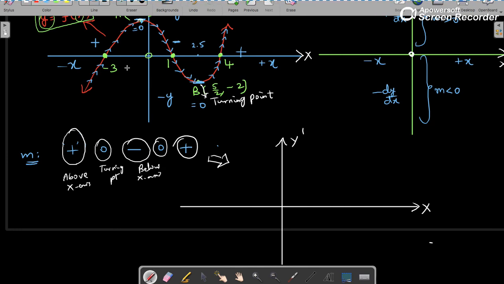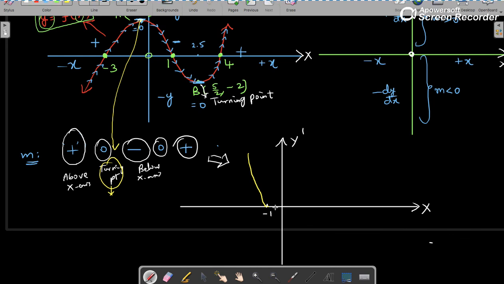So let us see how it works. At -1, there is a turning point. That means the graph is above the x-axis. Let me use another color. Yeah, the graph is above the x-axis and it is up to -1. Slope is 0. And then in this case, the turning point would be the x-intercept, because the slope is 0. So slope is 0 throughout the x-axis. So f dash x is 0.